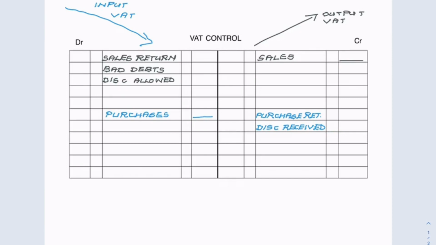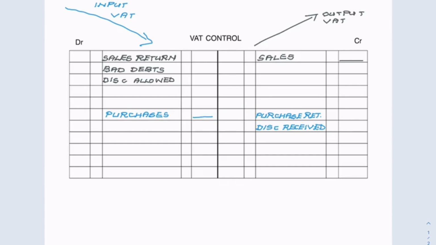So do you see, we start with purchases on the debit side. We put that under input VAT, and any adjustment or reduction to that, we're going to put onto the opposite side. If we send goods back to our creditor, or if we receive a discount.